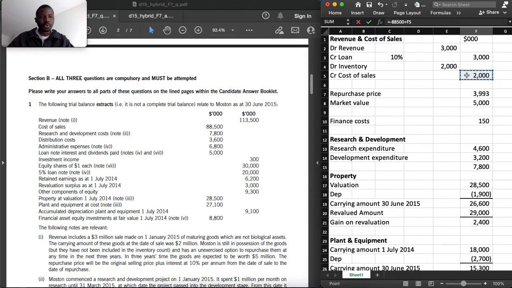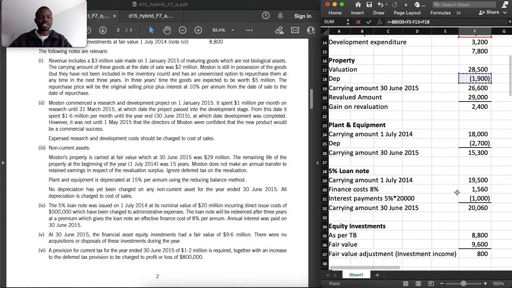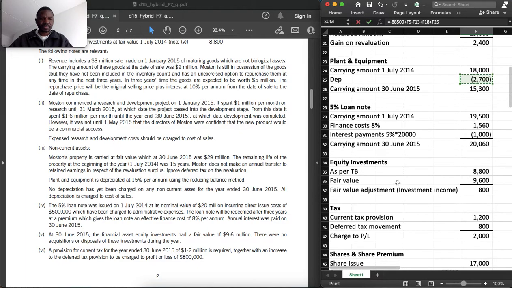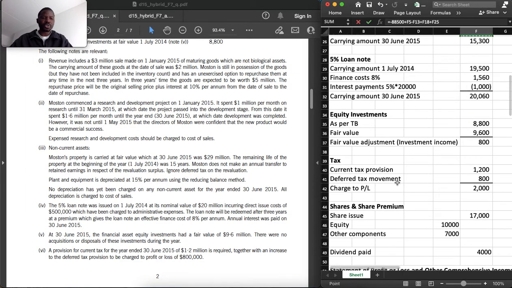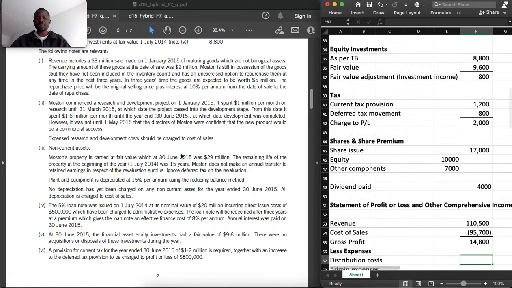We need to add on that cost of sales the research expenditure that is expensed, as we were told here. We also need to add the depreciation charge, as all depreciation should go to the cost of sales. Nothing needs to go to the cost of sales in our workings. Then we have our cost of sales like that. Then we can now sum up to get our gross profit. We have our gross profit.